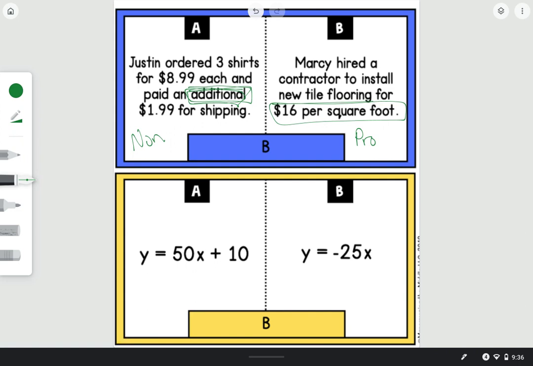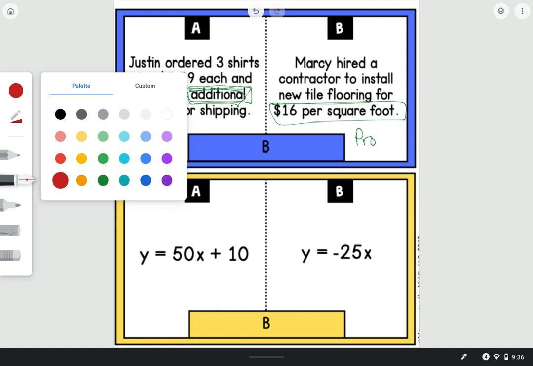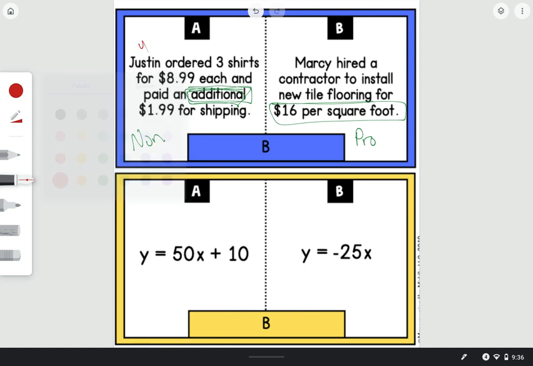So let's just practice writing this equation. So we would say y equals, and it says $8.99 each. So because it tells me each, that tells me that's my x because that's happening several times. And then plus $1.99. This one is y equals 16x because it says per. That tells me I'm multiplying.